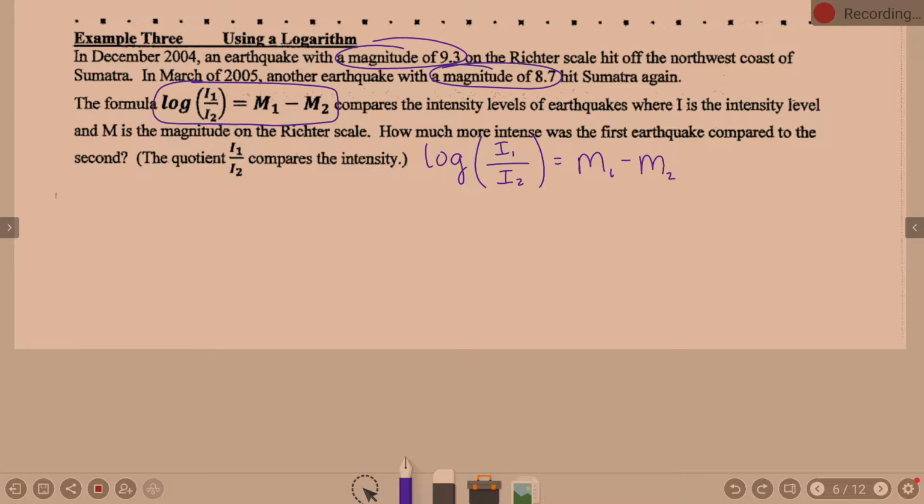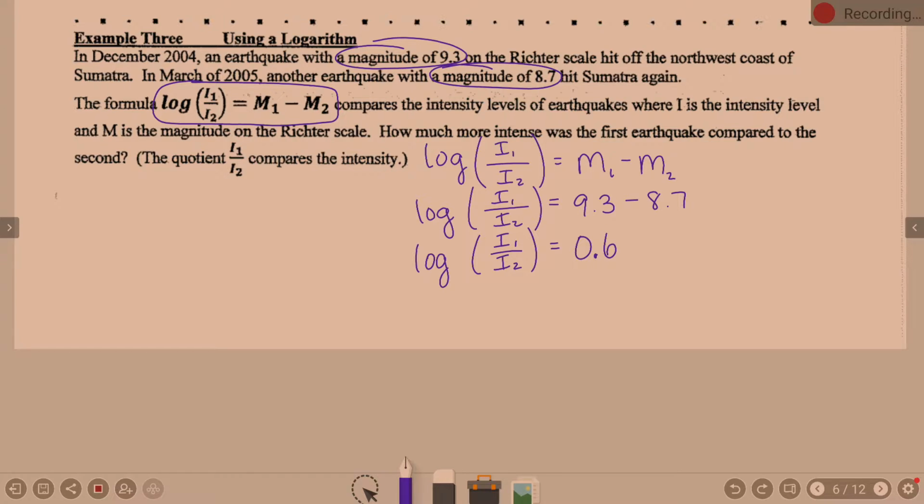So for M1, I'm going to fill in the first magnitude of 9.3. For M2, I'm going to fill in the second magnitude of 8.7. My left is just staying the same for the moment. Log of I1 over I2 is equal to 9.3 minus 8.7. What is 9.3 minus 8.7? 0.6. So again, the log of I1 over I2 is equal to 0.6.